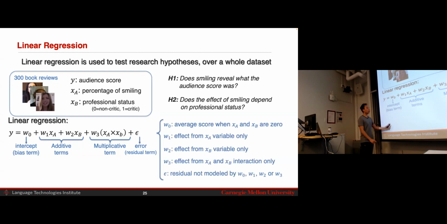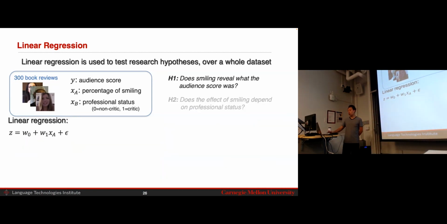And I start training these linear regression models on my data. I can learn all these terms. W0 is the average score when both XA and XB are 0, when the person is not smiling, and when the person is not a critic. That's the bias term. I can learn W1, the effect of XA, how much the audience score would increase when a person increases their smile. W2 is the effect of XB, how much the audience score changes when I go from non-critic to critic. And finally, the effect of XA and XB multiplied together, and find the residual. So what might this look like?